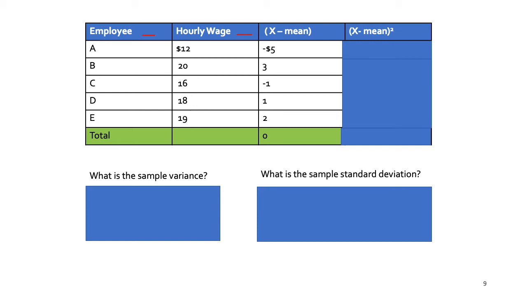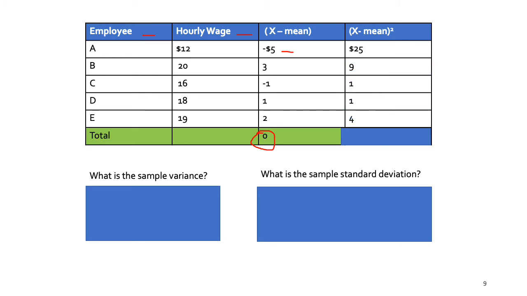The next step is to take each of these deviations and square them. Because notice, if you add up the x minus the mean, you end up with 0, and that doesn't help us find the deviations. So when we square 5, we get 25, and we go through the list and square the rest, and we get these values. Now recall that the sum of x minus mean squared is the sum of squared deviations, and we get that that equals 40.